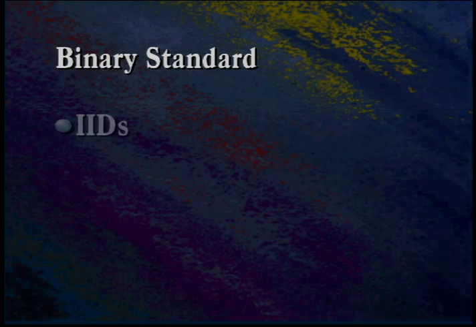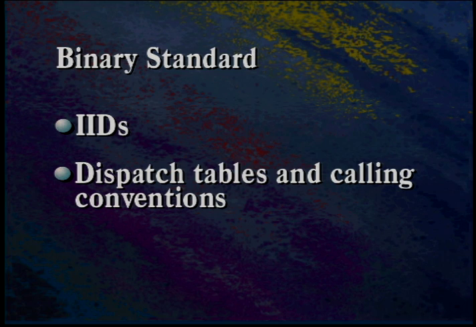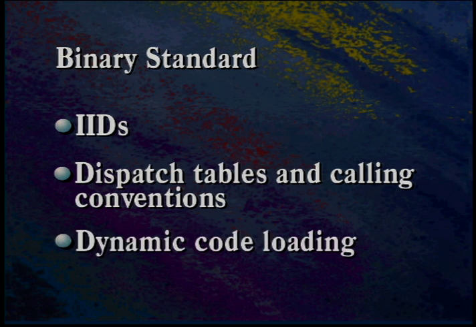Interfaces have a binary standard representation on any given platform. We define a standard for interface identifiers, for dispatch tables, for calling conventions, and for dynamic code loading. Having a binary standard allows this efficient support for small objects. That means small objects can be implemented by code that's loaded dynamically into the address space of the program that wants to use it. Then there's no overhead in accessing that object.